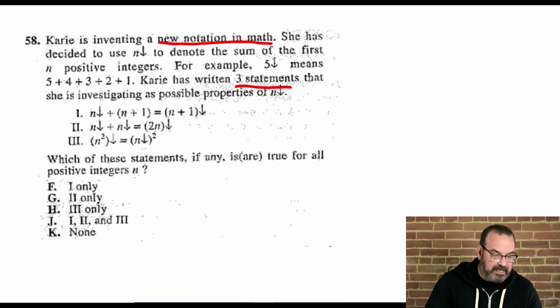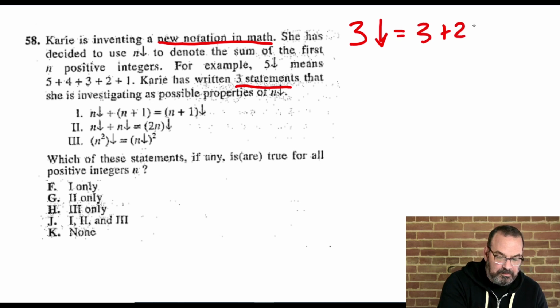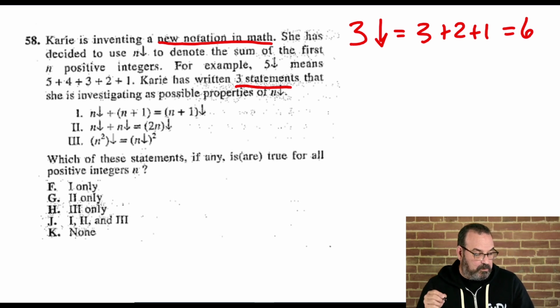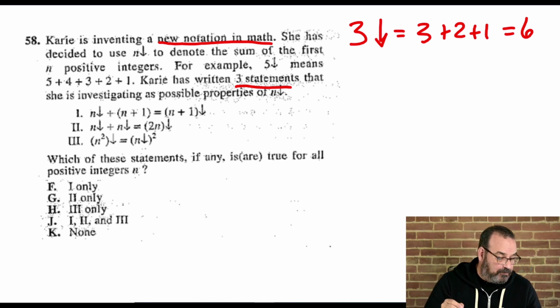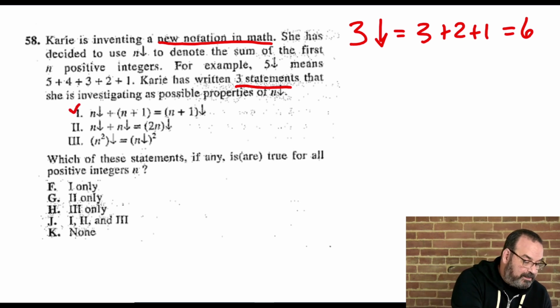Well, let's use an example. Let's use 3 down arrow, and that's going to equal 3 plus 2 plus 1, which equals 6. So n down arrow plus n plus 1, which would be 3 plus 1 is 4, is equal to 4 down arrow, which would be 10. That's true. 1 is true.